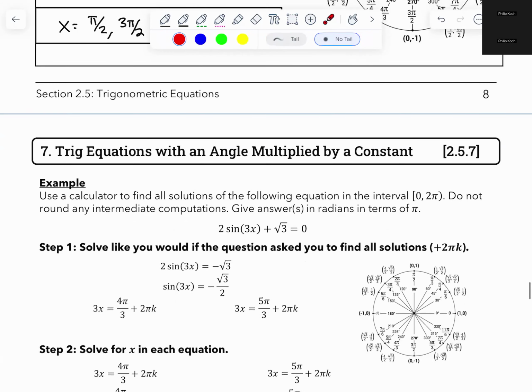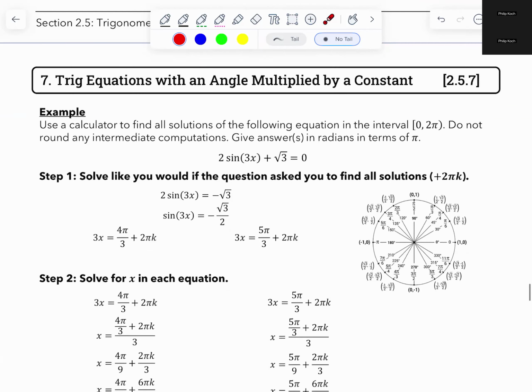The next thing that can come up is what if the inside is not just x? We've dealt with plenty of trig functions that have variables or constants on the inside. Sine of 3x, that thing changes the period. The higher the number, the more it repeats itself, the faster it does. And the good news is it gets solved just like normal.